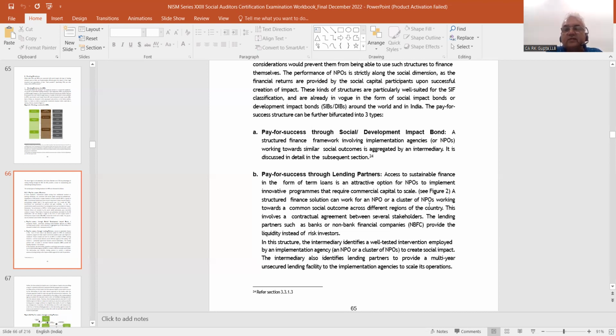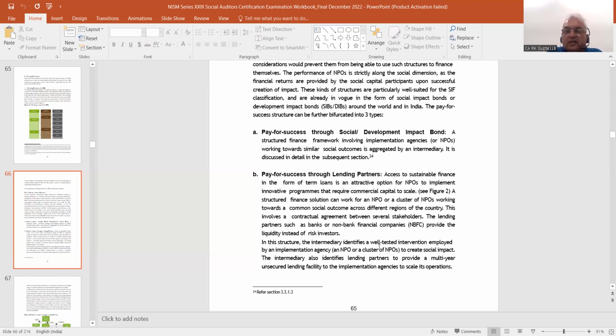This involves a contractual agreement between several stakeholders. The lending partners, such as banks or non-banking finance companies, provide the liquidity instead of risk investors. In this structure, the intermediary identifies a well-tested intervention employed by an implementation agency, an NPO or a cluster of NPOs, to create social impact. The intermediary also identifies lending partners. So now they are doing this part. The intermediary is finding both the investors and the investees. They are identifying the NPOs which are doing good work, and then they are identifying the parties who are willing to lend to such enterprises. The task of finding is with the intermediary.